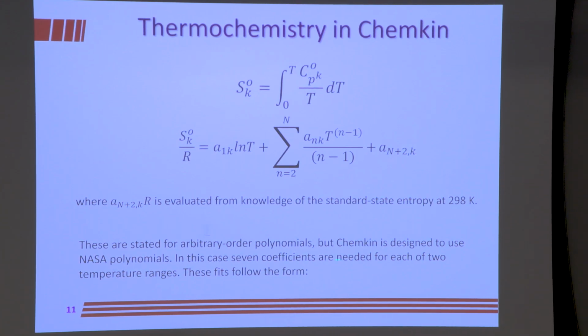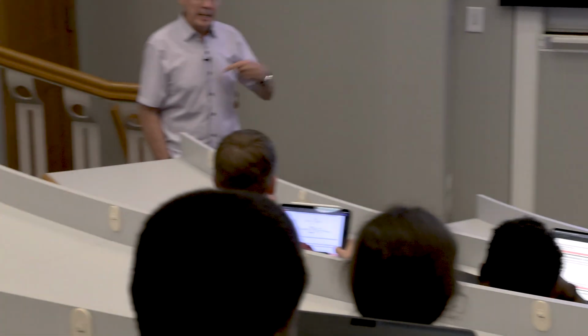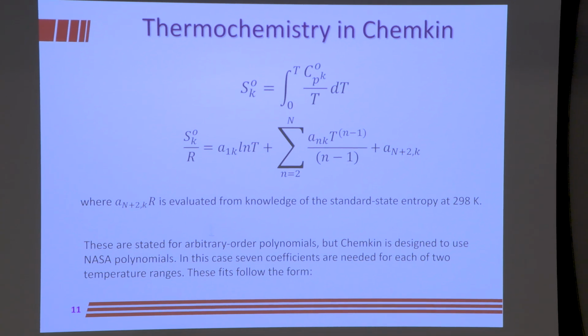Okay, but we have codes, and one of the codes that we use in chemical kinetic modeling is Chemkin. Chemkin is designed to use NASA polynomials, and NASA polynomials use 14 values. So you have A1 to A7, and then you have another set of A1 to A7, over 2 temperature ranges, to accurately capture the heat capacity at any temperature.